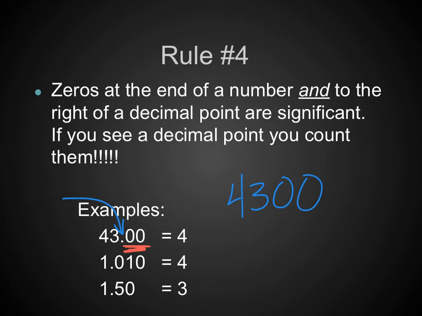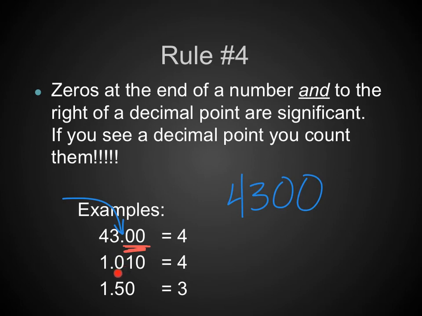Alright, let's take a look at this example, 1.010. In this case, we have numbers 1, 0, 1. The 1 and the 1, these two 1s are significant. The 0 sandwiched in between is significant. We do count that because it's sandwiched in between.